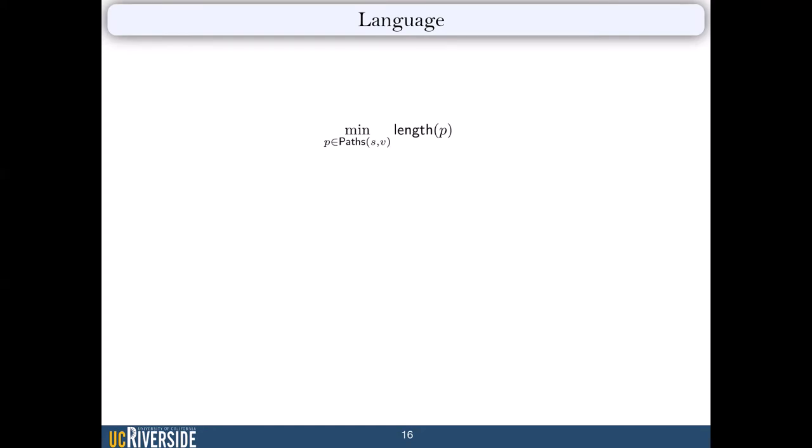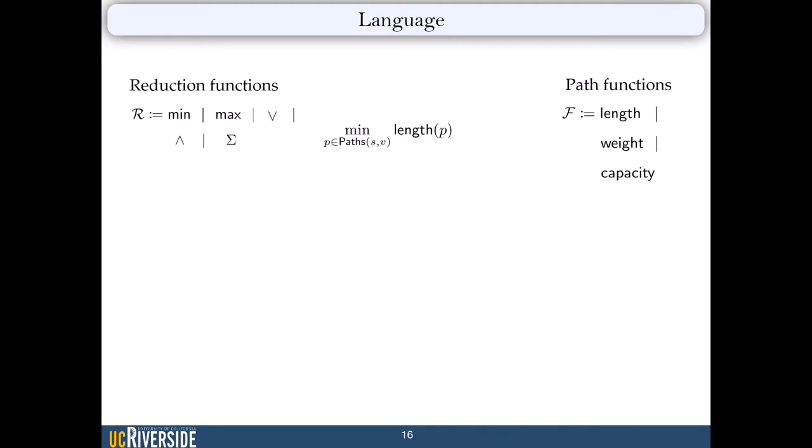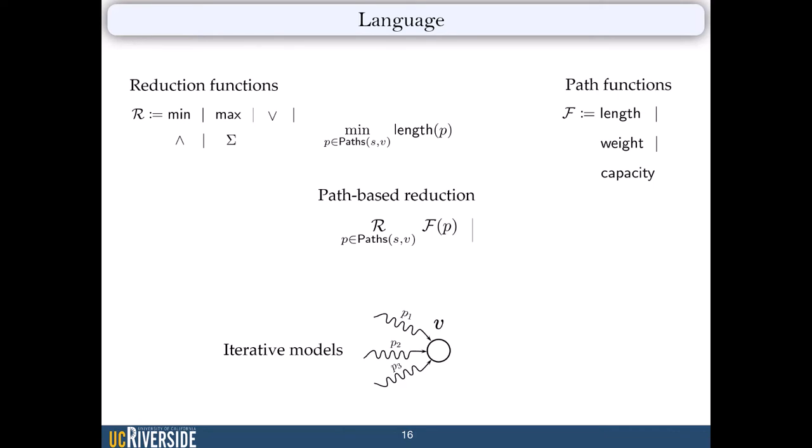We have modeled known path functions such as length, weight, and capacity. Also, the reduction functions are from the known reduction operators. Reduction of these sorts are called path-based reduction and have the general form of applying reduction function R to the result of a path function for a set of paths. We will later see that path-based reductions can be calculated using iterative models. The path-based reduction can also be represented with a let term that binds the variable x to the result of the path-based reduction at each vertex.